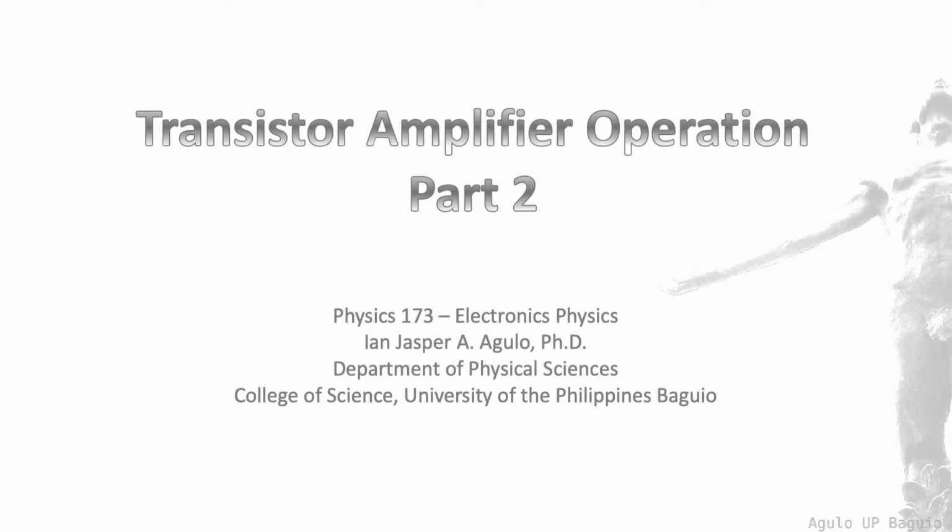Let's continue our discussion on the different types of amplifier operation. In the last video, we talked about the common emitter amplifier, discussed how it works, and how to analyze such circuits. We'll do the same for the common collector amplifier and the common base amplifier. Towards the end, we'll discuss what differential amplifiers are.